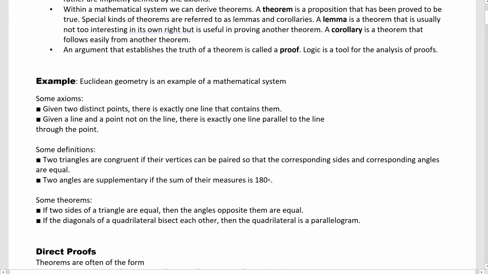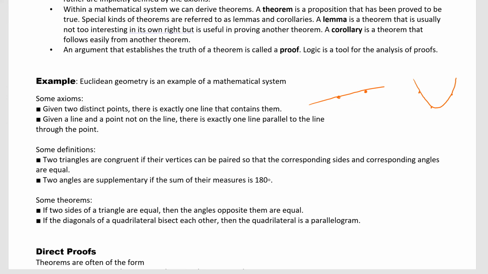Okay? So some axioms. Given two distinct points, there is exactly one line that contains them. Well, so we have two distinct points. Well, we know that 2 points fix a line, right? How about a parabola? Okay, 3 points can fix a parabola. Okay, so these are axioms. We just assume them to be true.